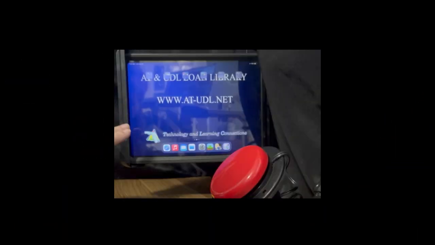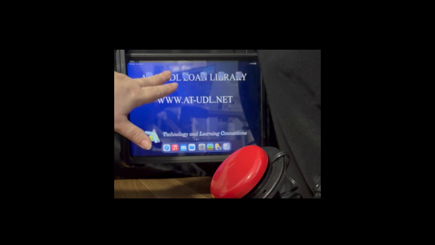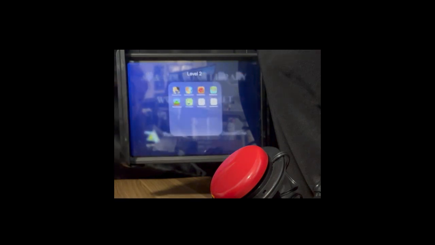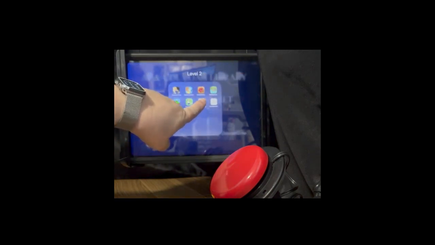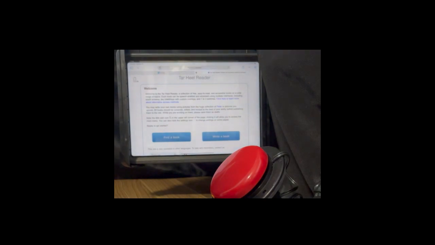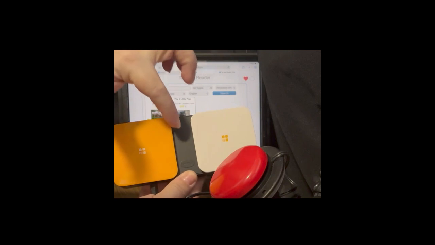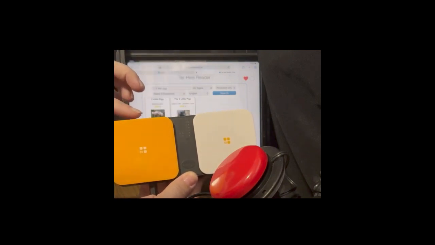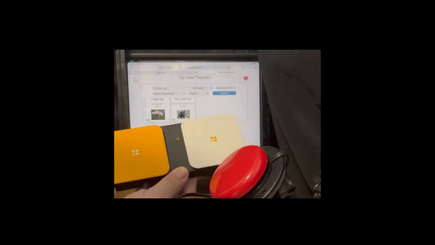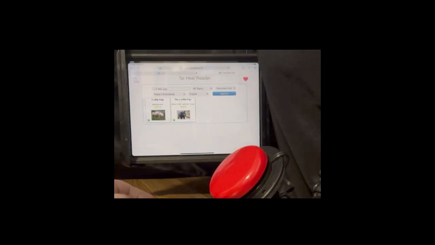All of my Level 2 apps can be found in a folder called Level 2. Today, we're going to select the shortcut to the Tarheel Reader website. I'm going to find a book. I found The Three Little Pigs. My Bluetooth is already connected for Tarheel Reader. I need to make sure that I am in mode number 1. So I'm going to select the mode button, and I can see that mode number 1 is highlighted, and it's attached to my Jelly Bean switch already.